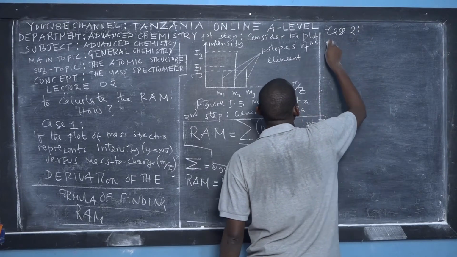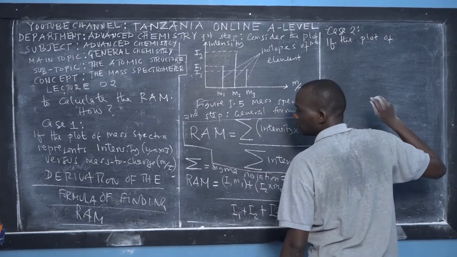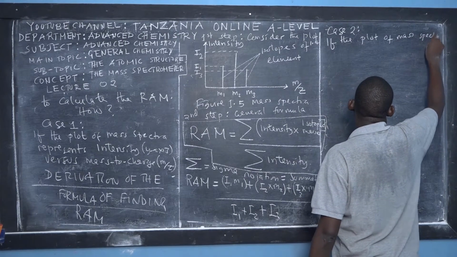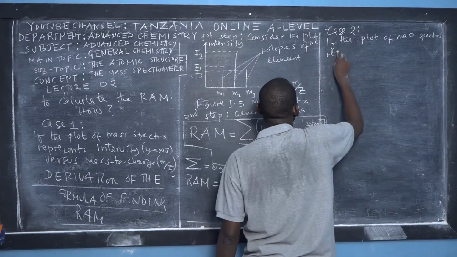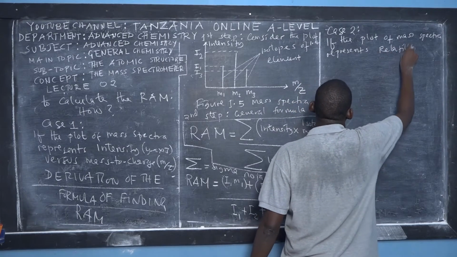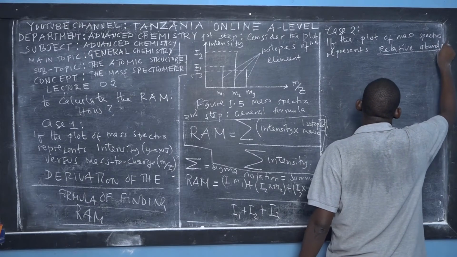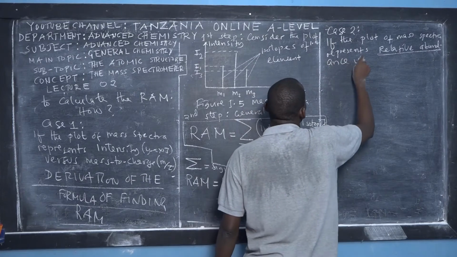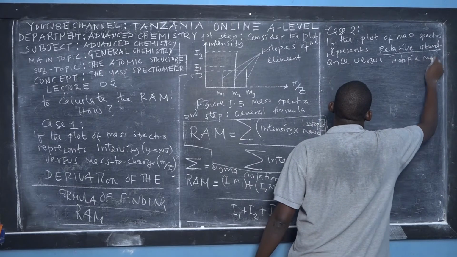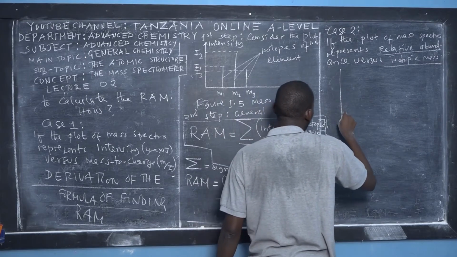Case 2, we say that if the plot of the mass spectrum represents relative abundance, not intensity please, relative abundance versus isotopic mass to charge ratio. So how are you going to generate the formula for this case?